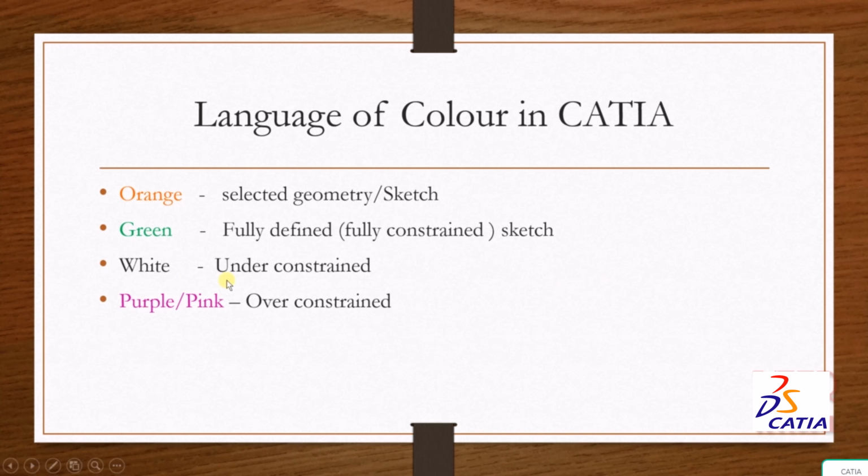And then we have white color. So whenever a sketch is shown in the white color, then the sketch will be under constraint. It means we need to insert some more dimensions or any constraint into the sketch to make it fully defined or fully constrained. And whenever any sketch is shown in purple color or in some version it is in pink color, it means the sketch is over constrained. So in over constrained sketches we need to delete some of the constraint to make them fully defined or fully constrained. So these are all the different colors in Catia.